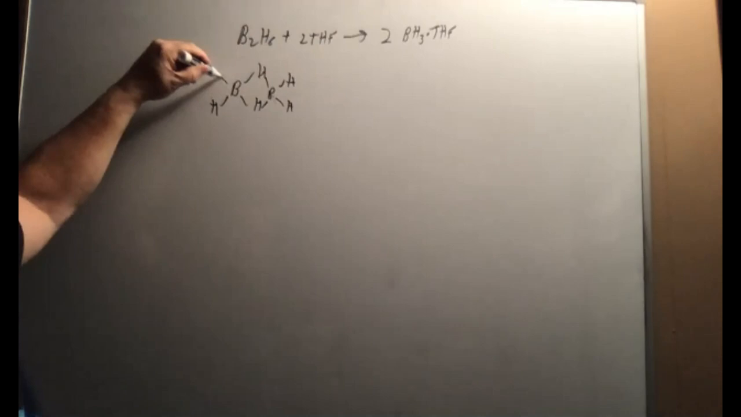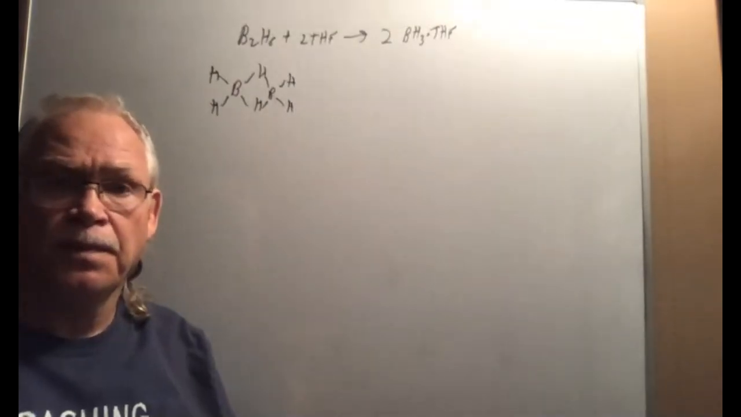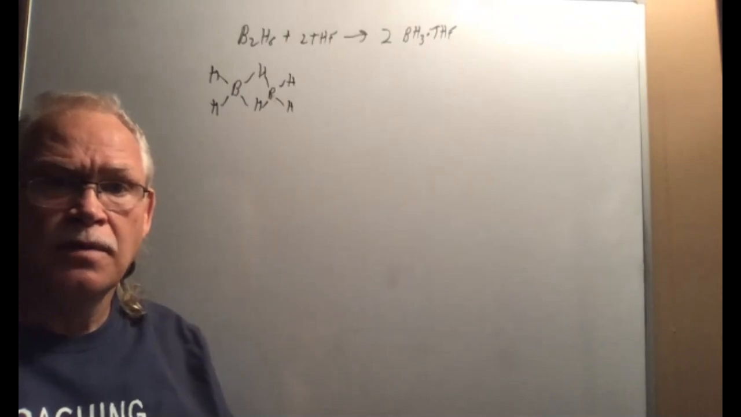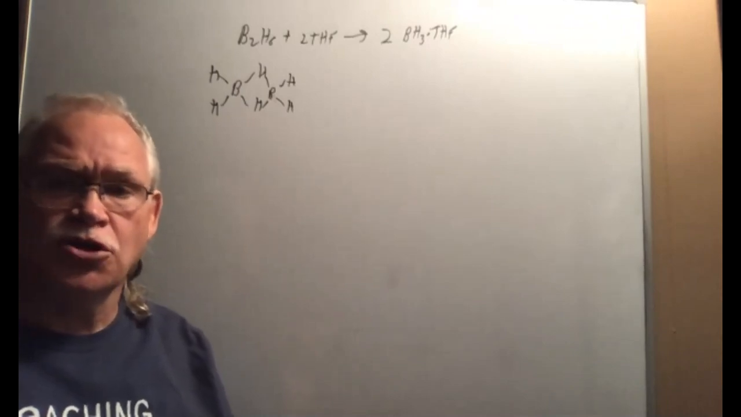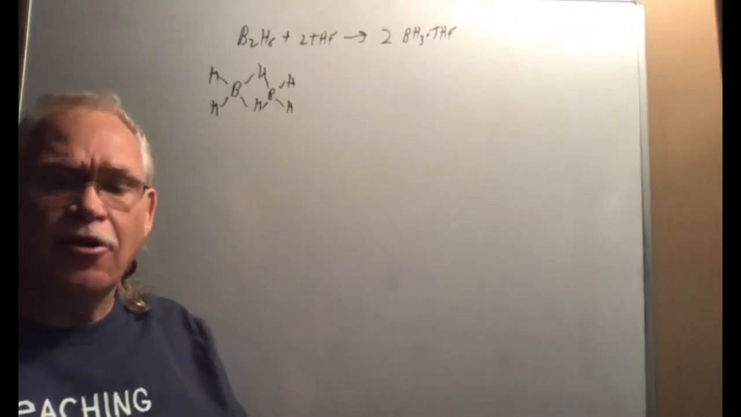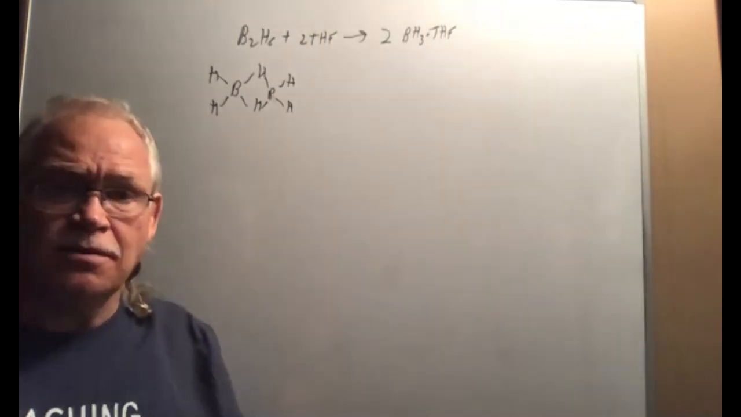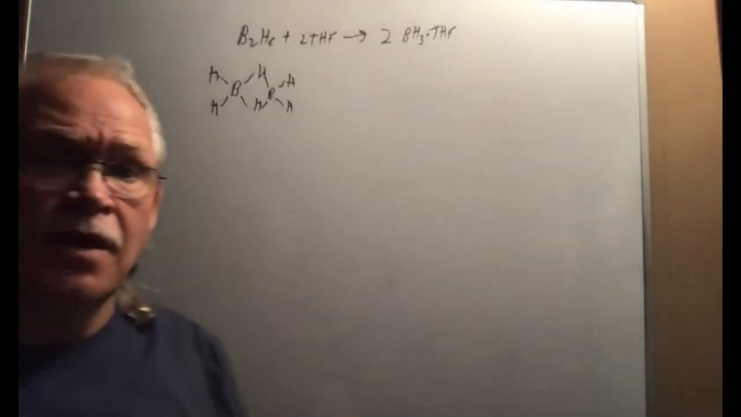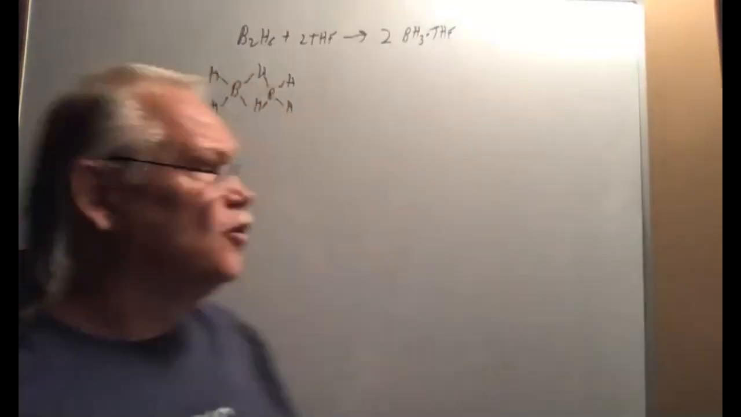Now somebody tell me what's wrong with that Lewis structure. Hydrogens have two bonds on them. And hydrogen's not allowed to have two bonds, except it is. But this is not really the correct Lewis structure.